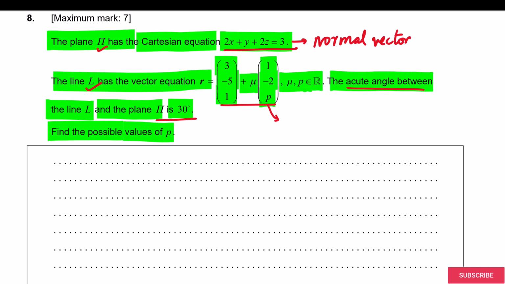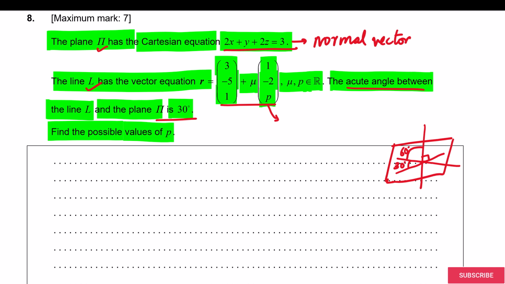It is obvious that the normal to the plane is perpendicular to the plane. Suppose there is this line going, and the line L makes a 30 degree angle with the plane. At the same time, the normal makes 90 degrees with the plane. So the angle between the line and the normal has to be 60 degrees.